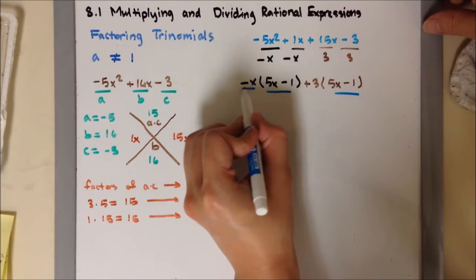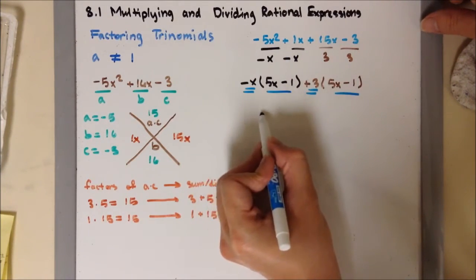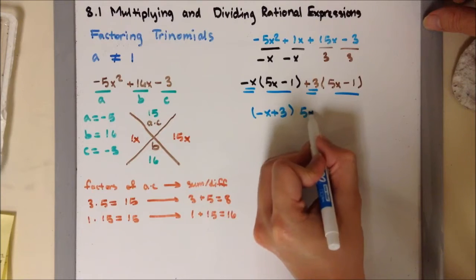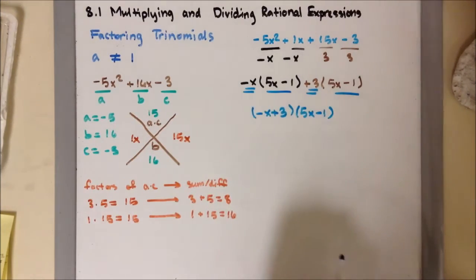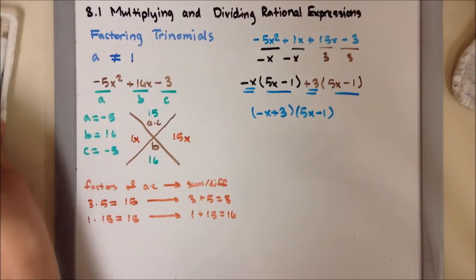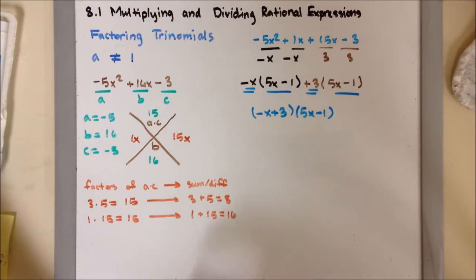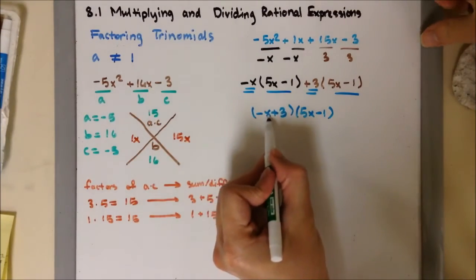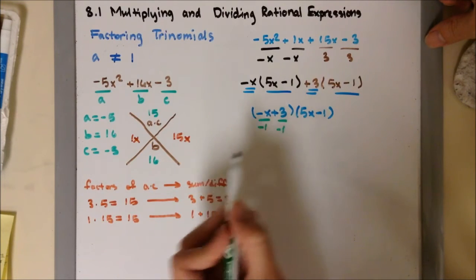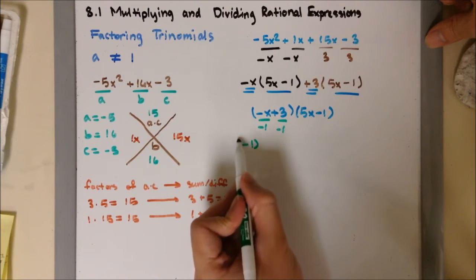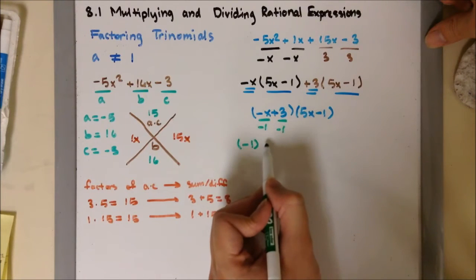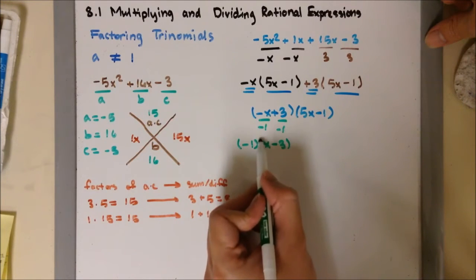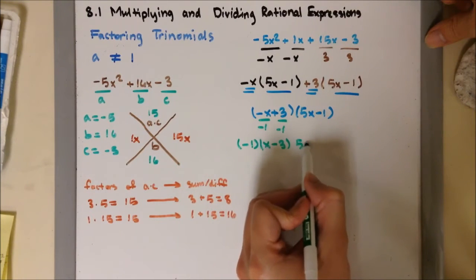So that means I'm going to group my negative x and my plus 3 together. So it's going to be negative x plus 3 in parenthesis, and then 5x minus 1. Now over here I have negative x plus 3. What I'm going to do is factor out the negative so that I can make the x positive. So I'm going to divide both terms by negative 1, so I'm going to have negative 1 outside of parenthesis. Negative x divided by negative 1 is positive x. Positive 3 divided by negative 1 is minus 3. So it's x minus 3, and then I'm going to bring down 5x minus 1.